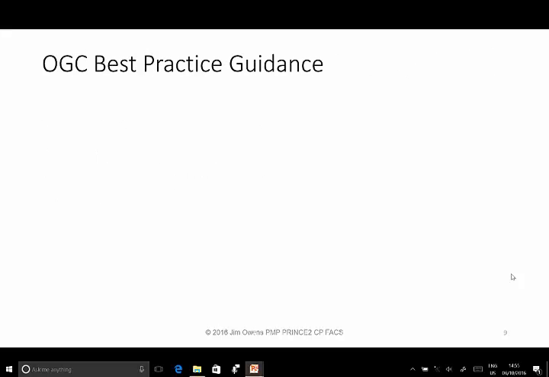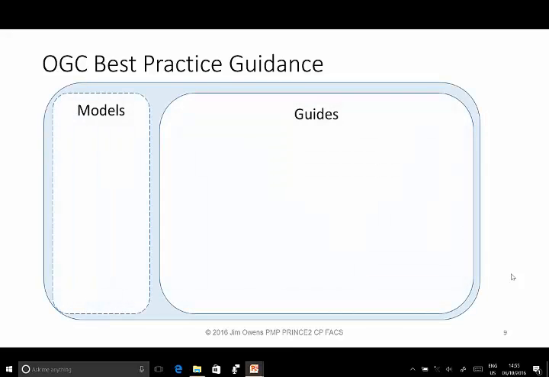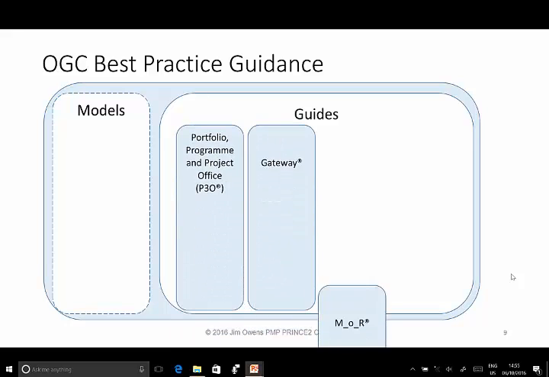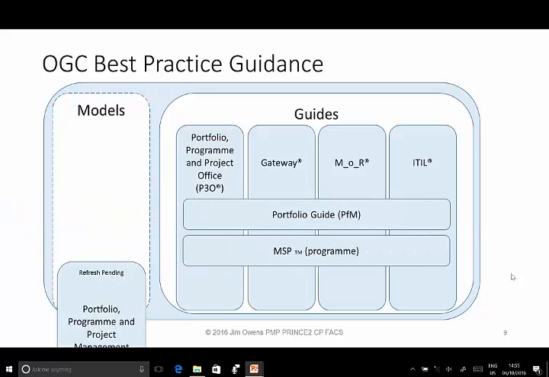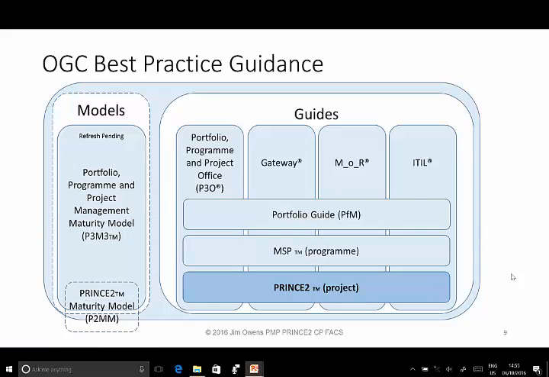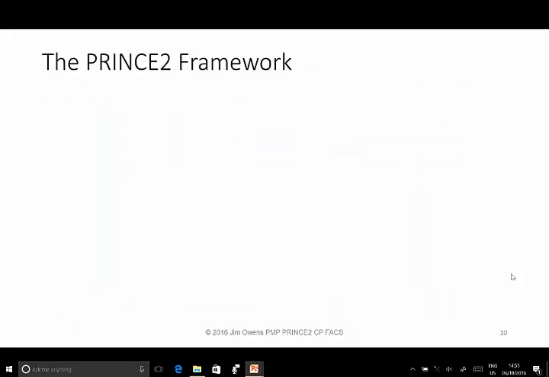PRINCE2 is part of a suite of guidance developed by the UK Office of Government Commerce, or OGC as it is commonly called. The suite is split into guides and models. We will not spend any time on these during this presentation, but you need to be aware that these guides exist and where PRINCE2 fits within the overall scheme. Now let's look at the PRINCE2 framework.